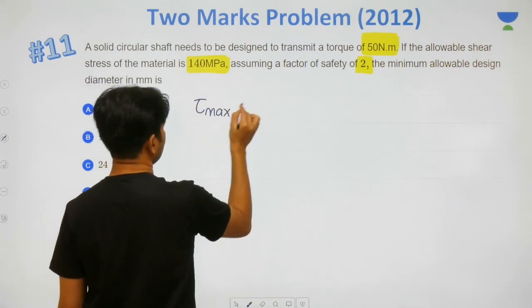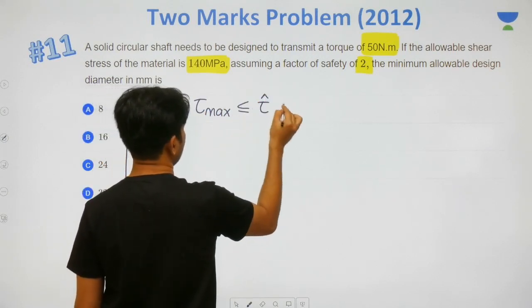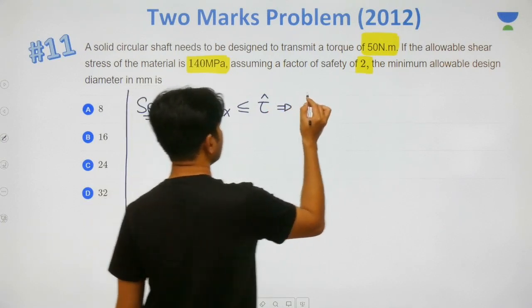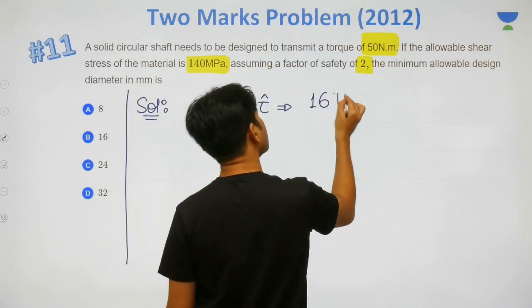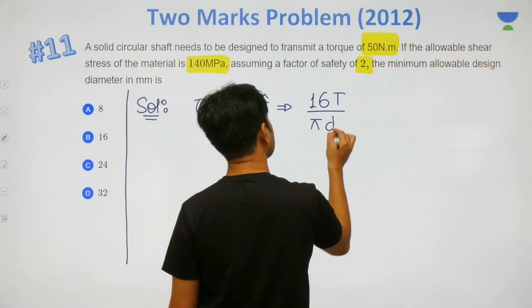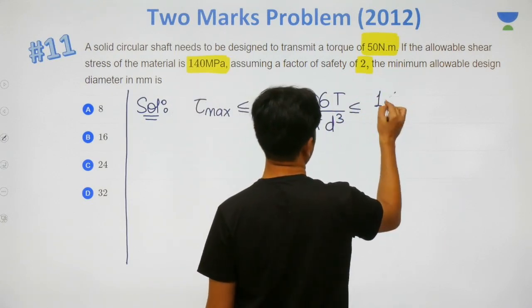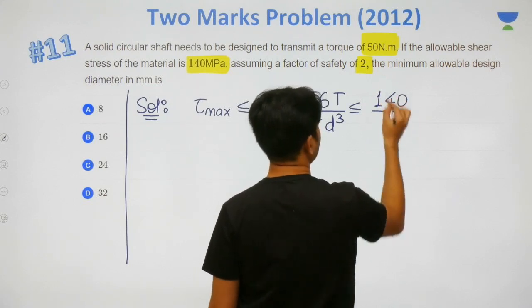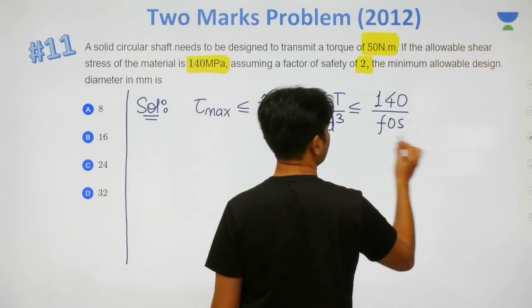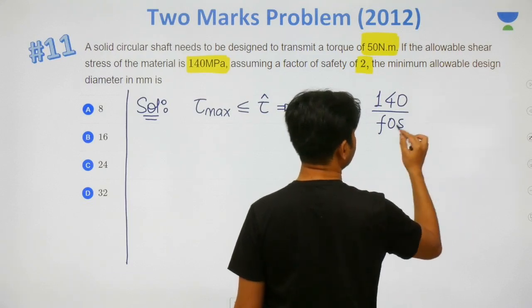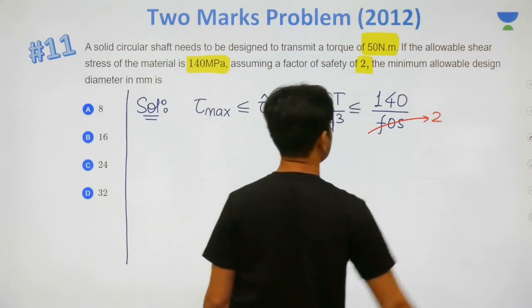The maximum possible shear stress must be less than the permissible shear stress. Maximum possible shear stress can be written as 16T by pi d cube. And permissible shear stress is given to you as 140 divided by factor of safety. And factor of safety is what? Factor of safety is 2.